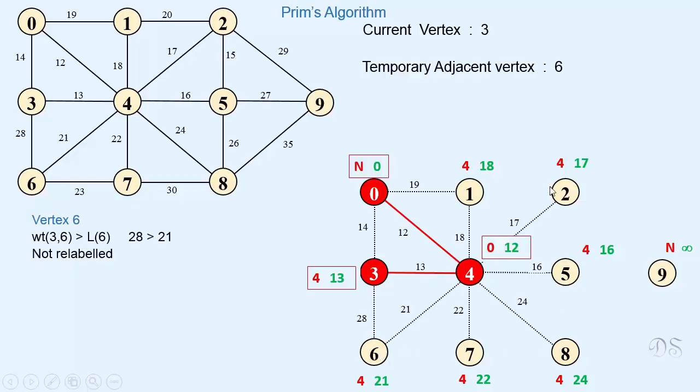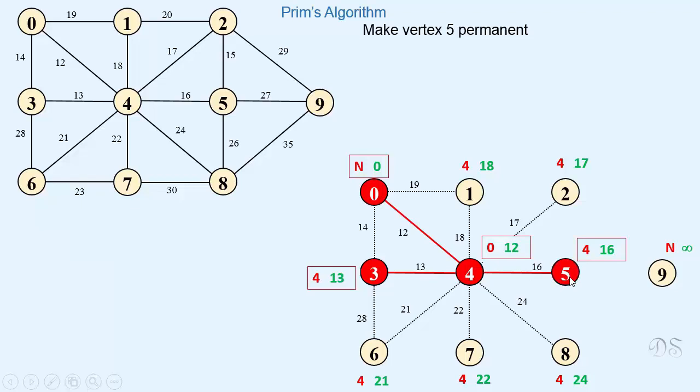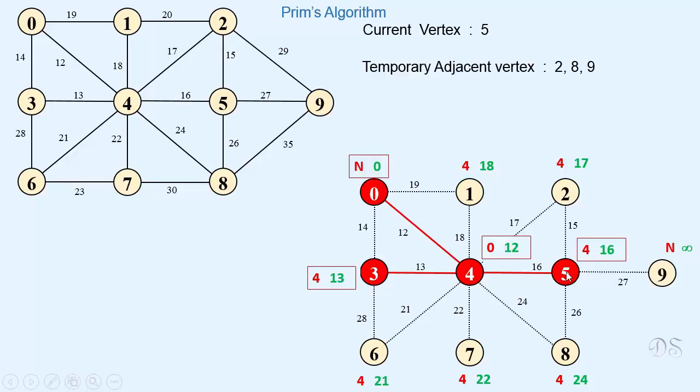Now from all the temporary vertices, this vertex 5 has a minimum value of length. So we'll make it permanent. Now predecessor of 5 is 4. So this edge 4, 5 is included in the minimum spanning tree. And now this vertex 5 is a current vertex. So we'll examine these vertices 2, 8 and 9, which are adjacent to vertex 5 and are temporary. First we take this vertex 2. This 15 is less than 17. So we'll relabel this vertex 2.